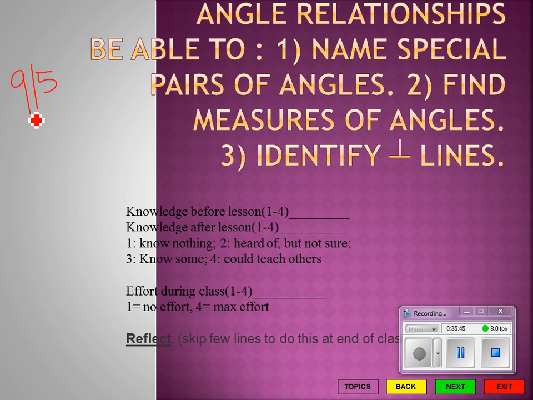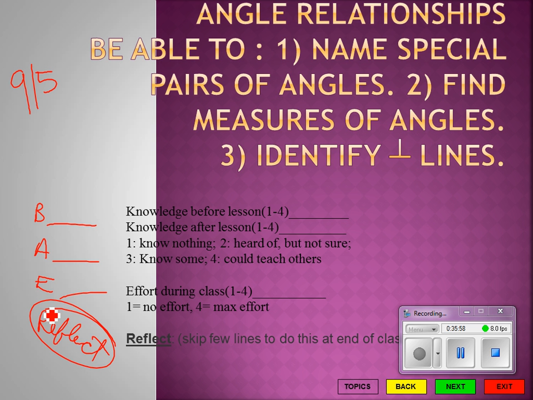Make sure you write your before, after, effort, and then the reflect. Part of your assignment, because I know we're not going to get finished, is to do the 2 or 3 sentences on your reflection of the notes for today. Don't forget to go back and do that. It will be checked next time when I check your homework and calculators.